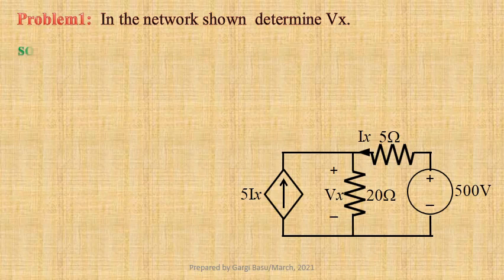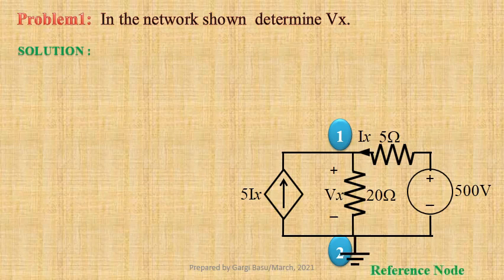Let us mark the essential nodes as 1 and 2. Associated node voltages are V1 and V2 respectively. We are selecting node 2 as reference node. Therefore, V2 equals 0. We shall write equations taking V1 as variable. Here V1 equals Vx.